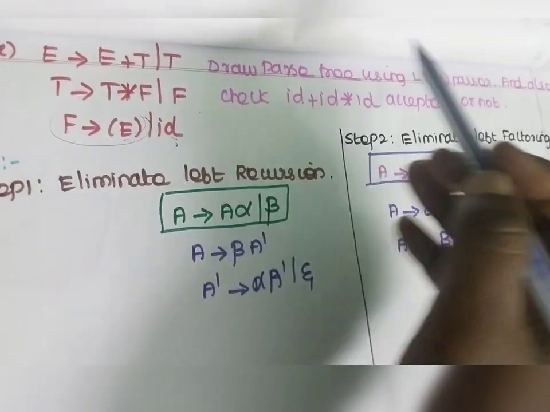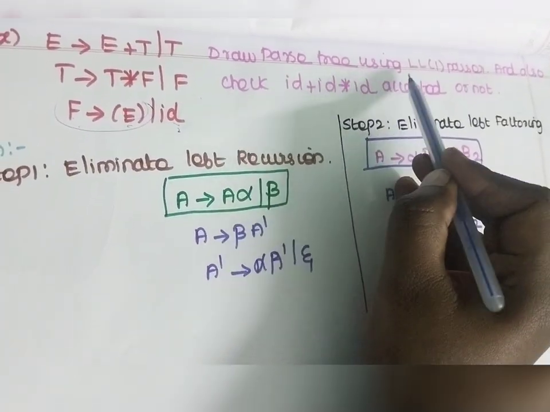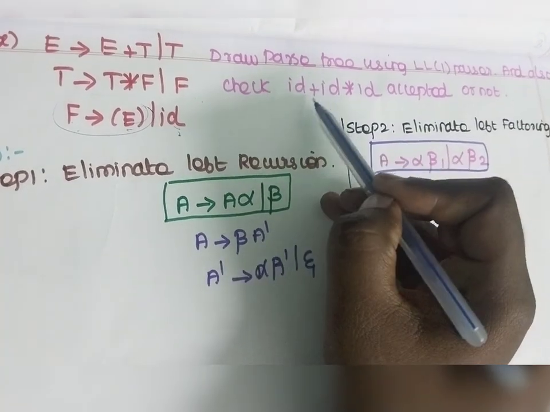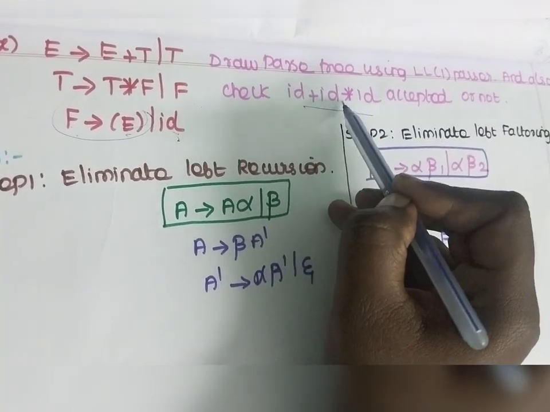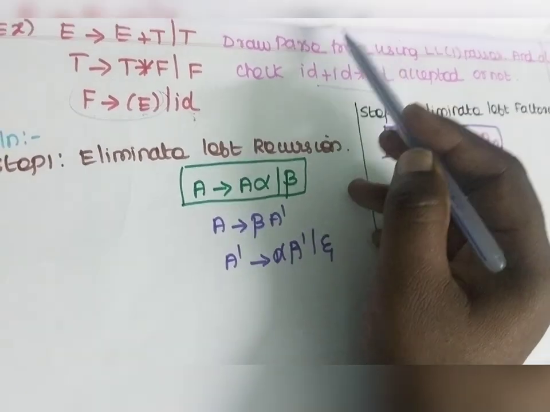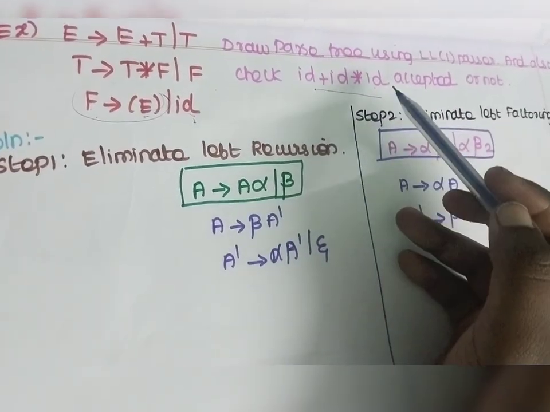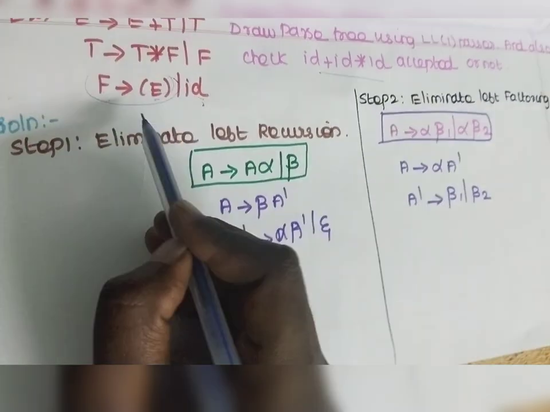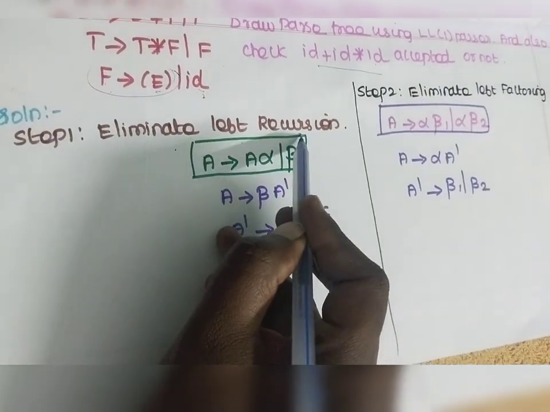Then the question is to draw a parse tree using the LL(1) parser, and also check whether the given string ID plus ID star ID is accepted or not. You have to do all those things using the LL(1) parser. For the LL(1) parser, the first step is to eliminate left recursion.